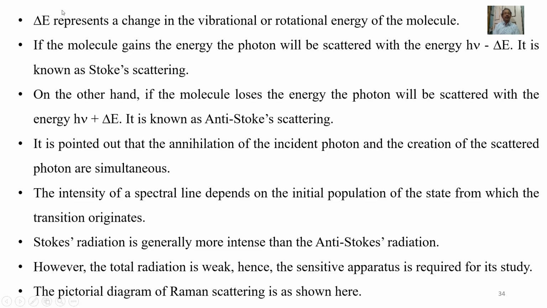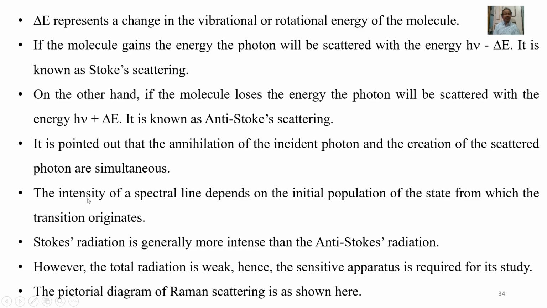If the molecule gains the energy, the photon will be scattered with the energy h nu minus del nu. It is known as Stokes scattering. On the other hand, if the molecule loses the energy, the photon will be scattered with the energy h nu plus del nu. It is known as anti-Stokes scattering. It is pointed out that the annihilation of the incident photon and the creation of the scattered photon are simultaneous.